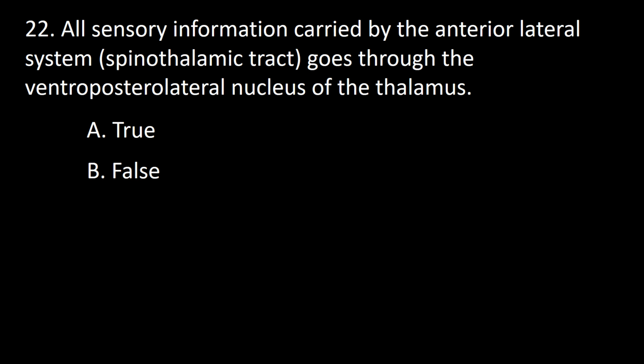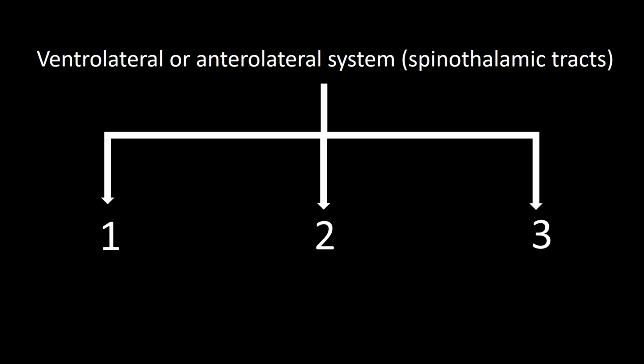Next question. All sensory information carried by anterior lateral system spinothalamic tract goes through the ventral posterolateral nucleus of the thalamus. A true, B false. The spinothalamic system can be divided in three tracts. The archispinothalamic tract seems to be evolutionarily the oldest.